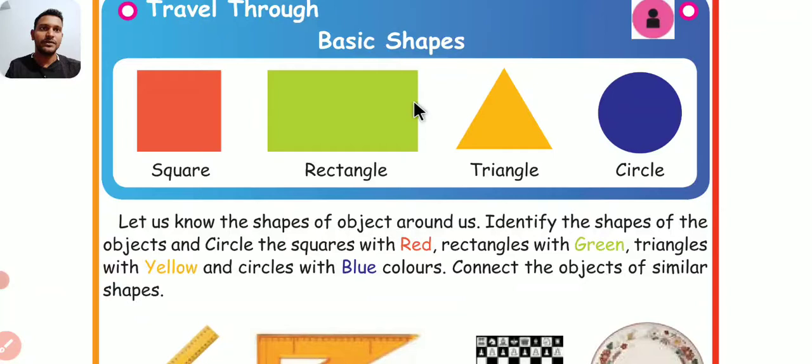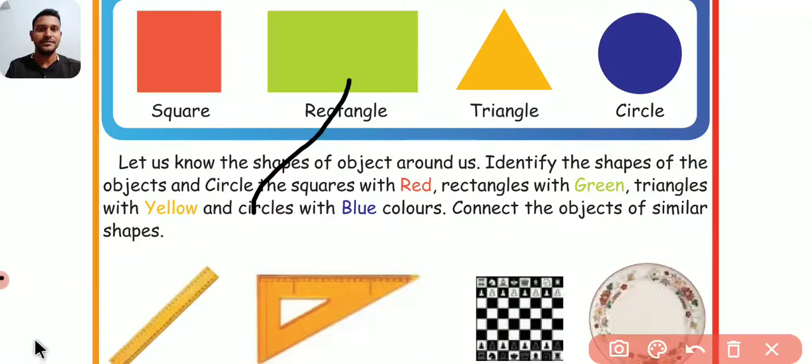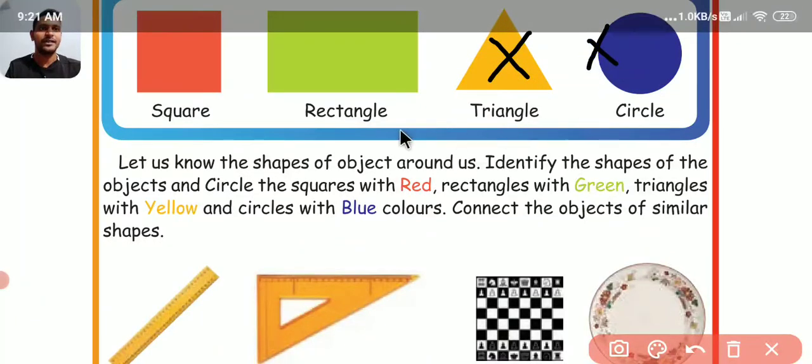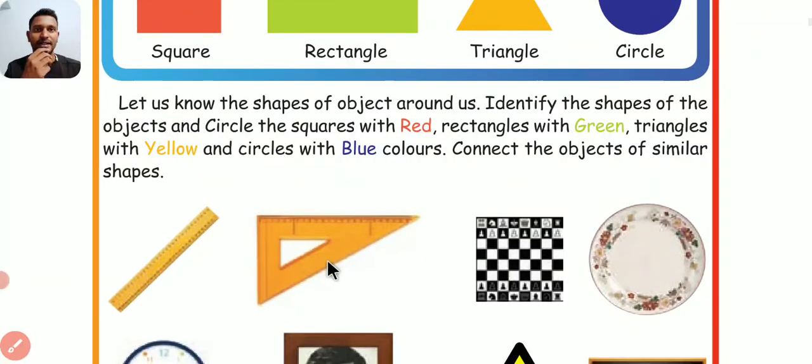Rectangle has 4 sides. Triangle has only 3 sides, but this object is not like a triangle. Circle has no sides. So these two objects we skip, and finally we have two options, square and rectangle. We have to find the correct one.